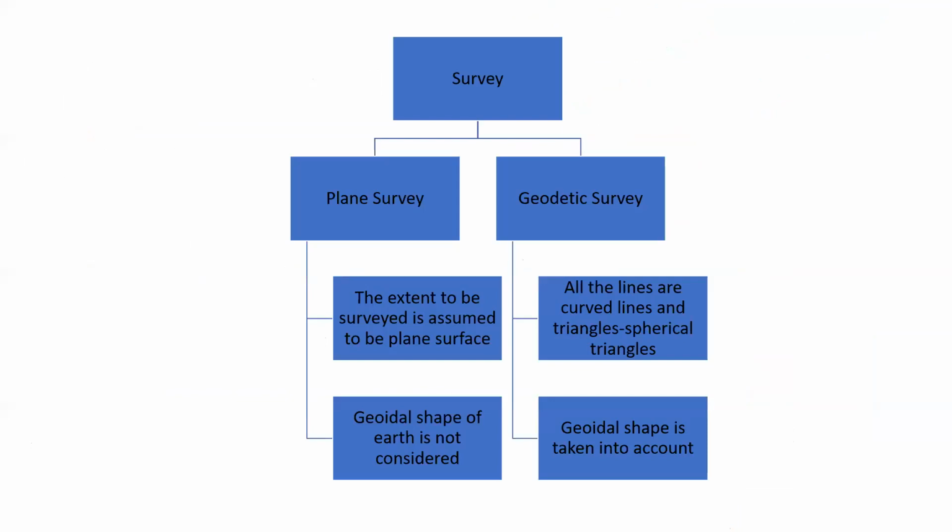Coming to geodetic survey, we know that geodetic survey is one of the primary classifications of survey, the other one being plane survey. Plane survey is where the geoidal shape of the earth is not taken into account, whereas in geodetic survey, the geoidal shape of the earth is taken into account, and all the lines drawn between any 2 points will be considered as curved lines, and all the angles between any two lines will be taken as spherical angles.